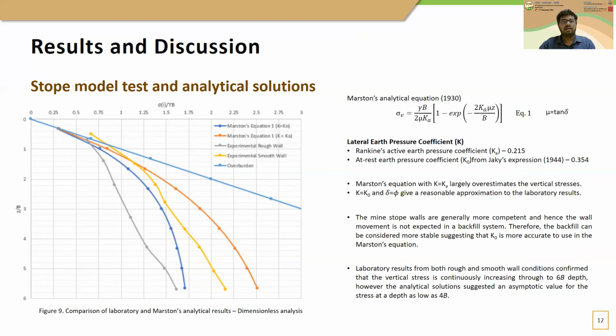Marston's equation. Furthermore, laboratory results from both rough and smooth wall conditions confirm that the vertical stress is continuously increasing through to 6 meters. However, the analytical solution suggested an asymptotic value for the stress at a depth as low as 4B.